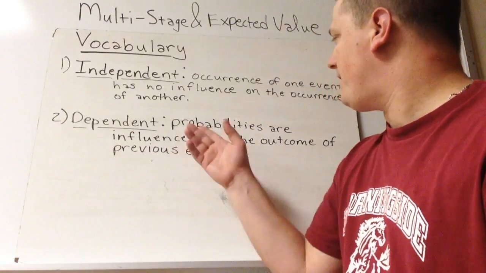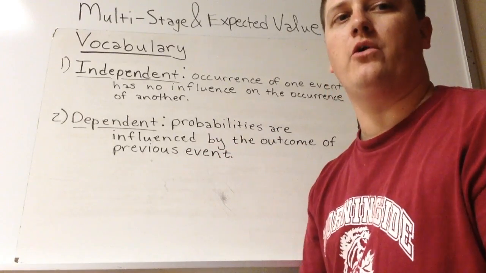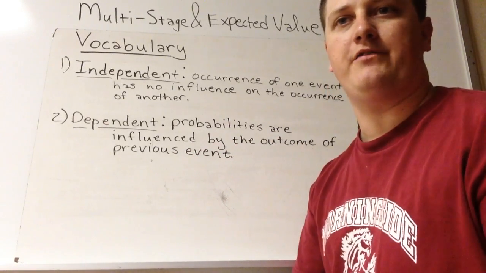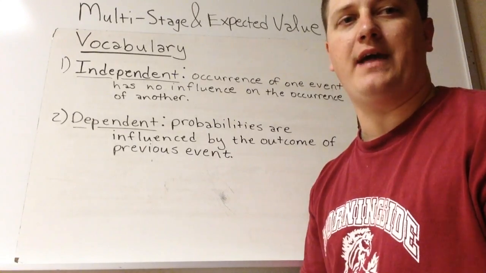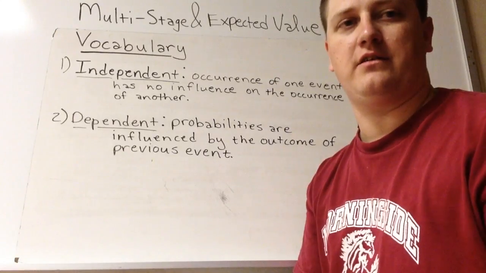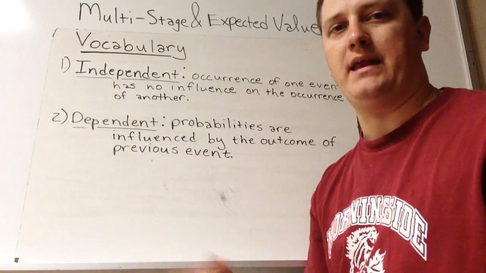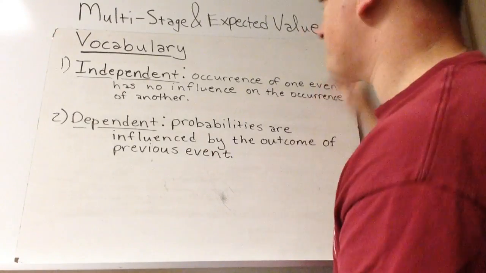Dependent: probabilities are influenced by the outcome of a previous event. So if something goes good or bad, that actually affects the chances of it being good or bad the next time. So that's what dependent versus independent are.